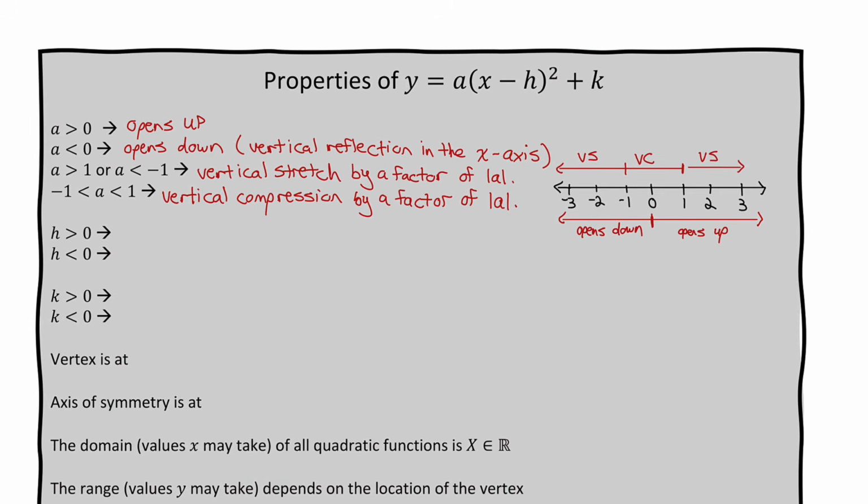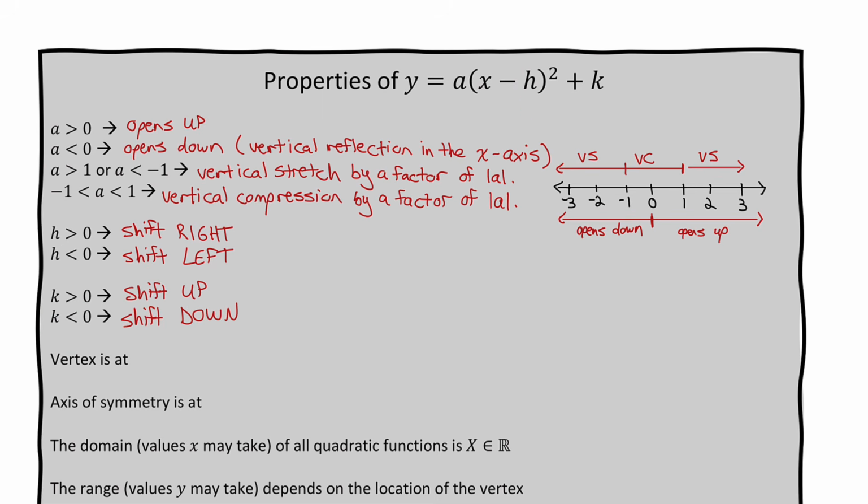And now let's look at h and k. Remember, h is what we're subtracting from x. So if we're subtracting a number bigger than 0, that's going to cause the parabola to shift to the right h units. But if h is less than 0, for subtracting a negative number, it's going to cause the parabola to shift left. And the k value, which is added after the power, if k is positive, the parabola will shift up. And if k is negative, then the parabola will shift down.